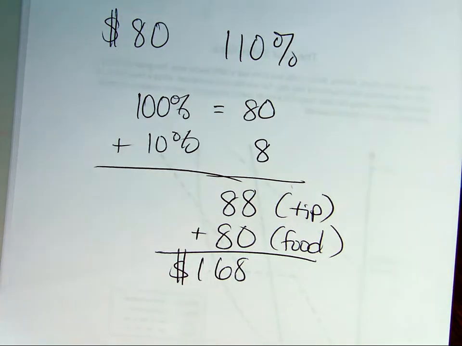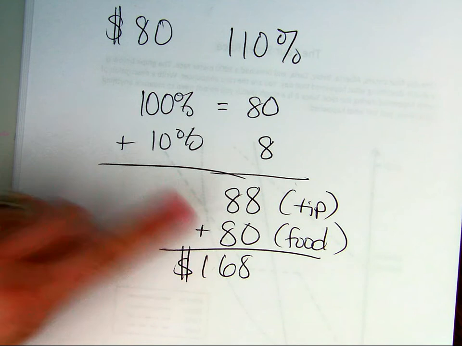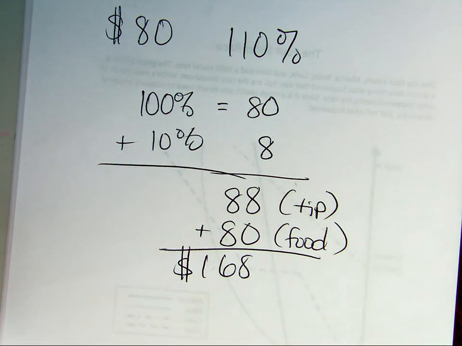So if you are the waiter or waitress, you would take that $168, you would put 80 of it in the register for the food for the restaurant, and then 88 would go, depending on how the restaurant does it, in the tip jar. Sometimes they split it at the end of the night, all the waiters. Okay, so are you starting to understand that a little bit?